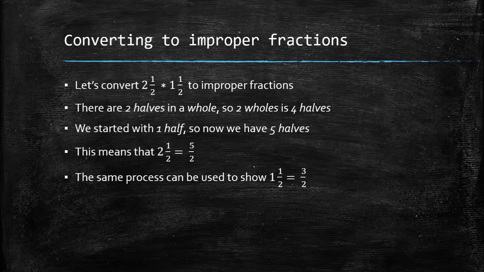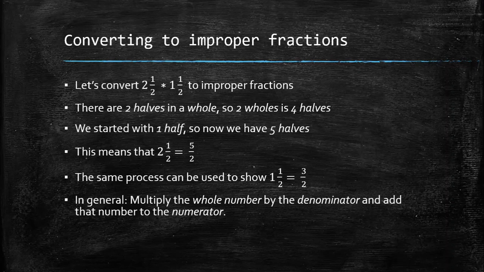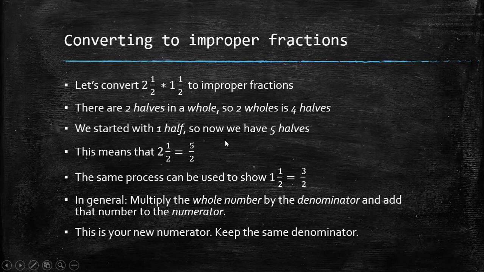We can do the same thing, multiply 1 times 2, and then add 1 to show that 1 1/2 is equal to 3 halves. And then just in general, what we can do is multiply the whole number, so like the 2, times the denominator, the bottom number, and then add that number to the numerator. So 2 times 2 is 4, 4 plus 1 is 5. That's where we got the 5 there. So this is going to be your new numerator, and then we just keep the same denominator. If it's halves, we keep it as halves. Thirds, fourths, fifths, whatever. We keep the same denominator, at least until we multiply.